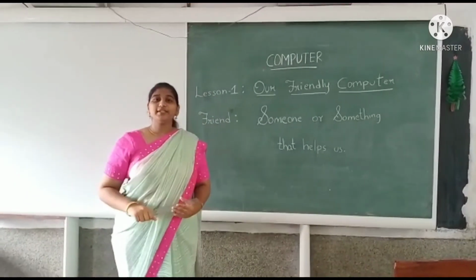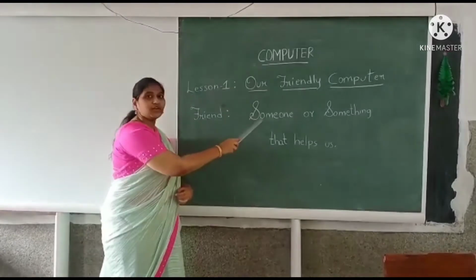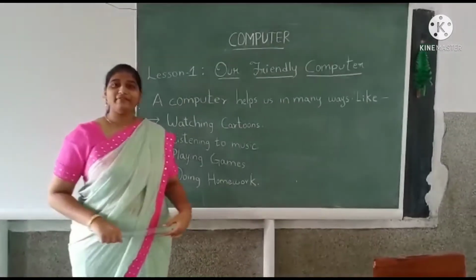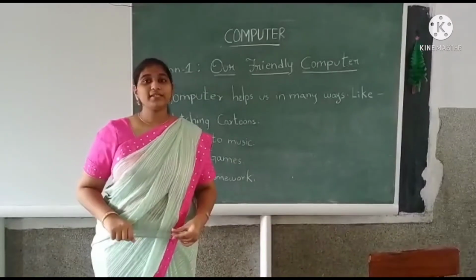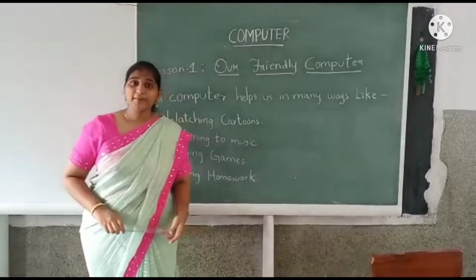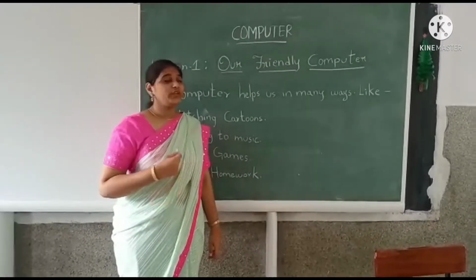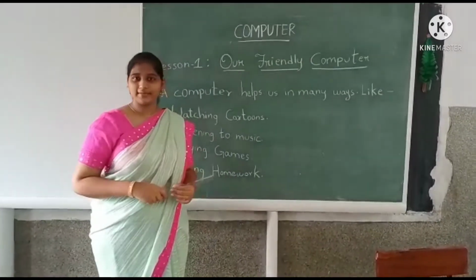First of all, who is a friend, children? A friend is someone or something that helps us. We have many friends now, children. How do your friends help you? They help us in many ways. In the same way, a computer also helps us in many ways. And now we will see some points like how a computer helps us.